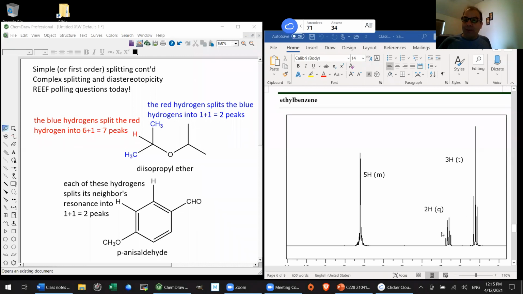So that part at least is much easier to pick out. And again, the methyl group in the ethyl is split into a triplet by the adjacent CH2 group, 2 plus 1 is 3. So 2 adjacent protons split the methyl group into a triplet. And the opposite's also true. 3 plus 1 is 4. The 3 methyl protons split the CH2 group into a quartet. So that's all very easy to pick out.